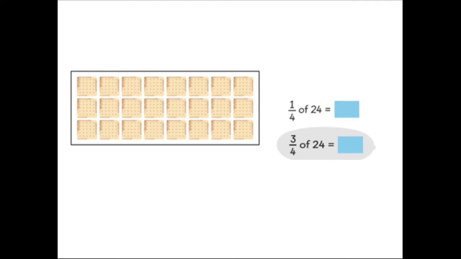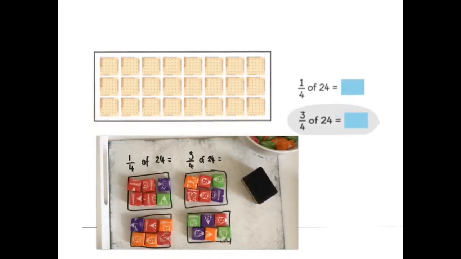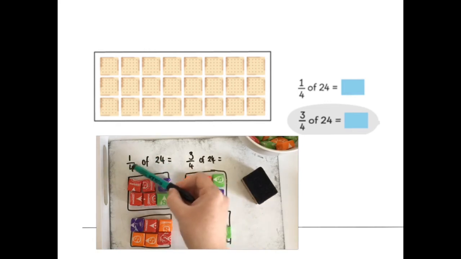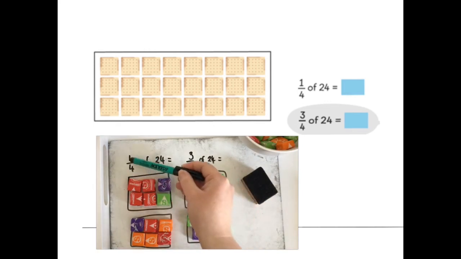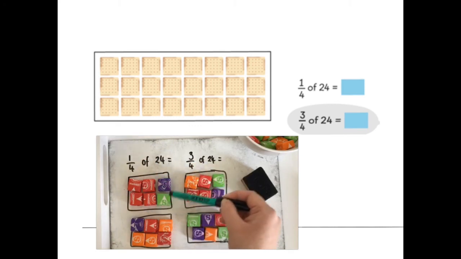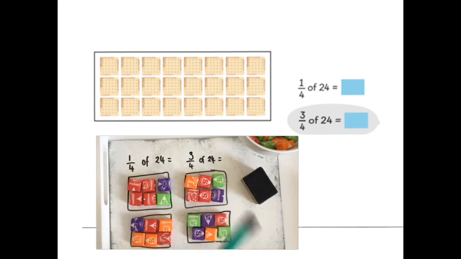Let's have a think. I've already shared my sweets into quarters. Remember to look at the fraction carefully. For 1/4 of 24, it's asking me to find 1, which is my numerator, out of 4 groups, my denominator. Here I can see that 1/4 is 6.